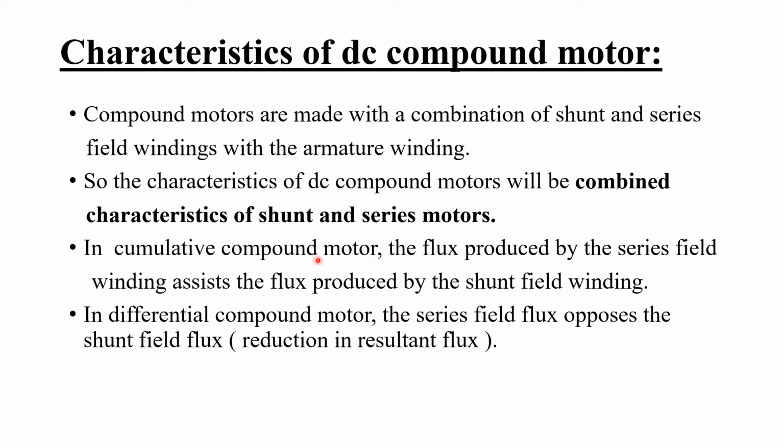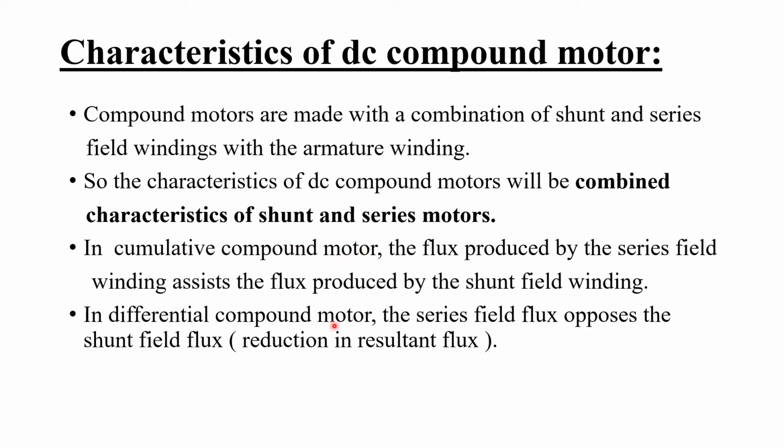For cumulative compound motors, cumulative means the flux produced by the shunt field and the flux produced by the series field are both aiding in nature. That means the net flux will be additive. So the resultant flux will be the sum of the flux produced by the shunt field and the series field winding in the case of cumulative compound motors.